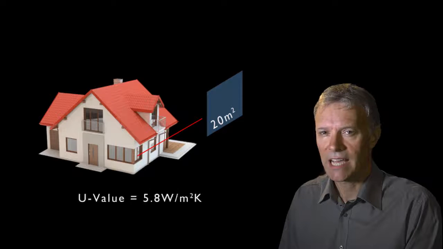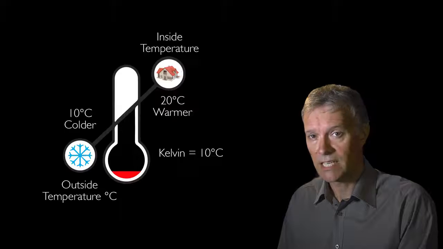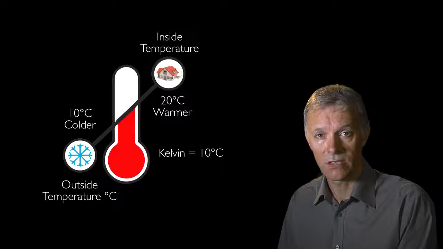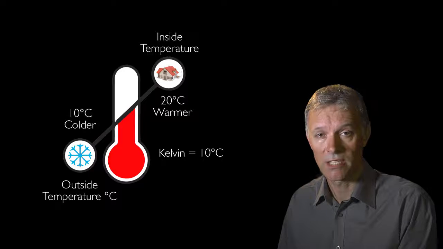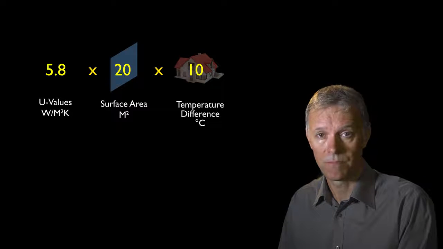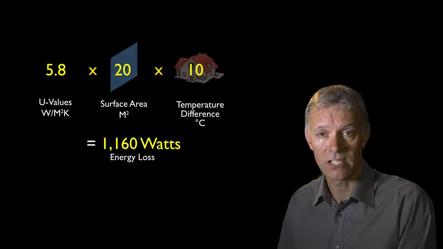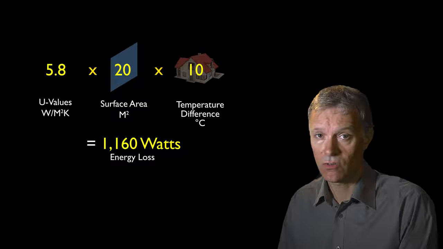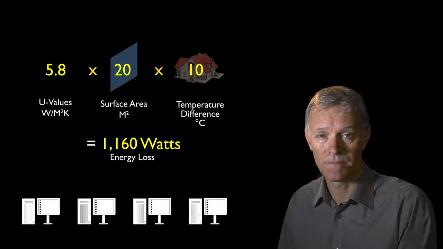So let's assume we have a house with 20 square metres of single-glazed windows, and the temperature difference between the inside and outside is 10 degrees Celsius. We can now calculate how much energy we are losing through poorly insulated windows. We multiply 5.8 for single glazed windows by 20, the surface area of the windows, and also by 10, the temperature difference. This shows that 1,160 watts or 1.16 kilowatts of energy is lost just through the windows, which is about the same amount of energy used to power 5 computers.